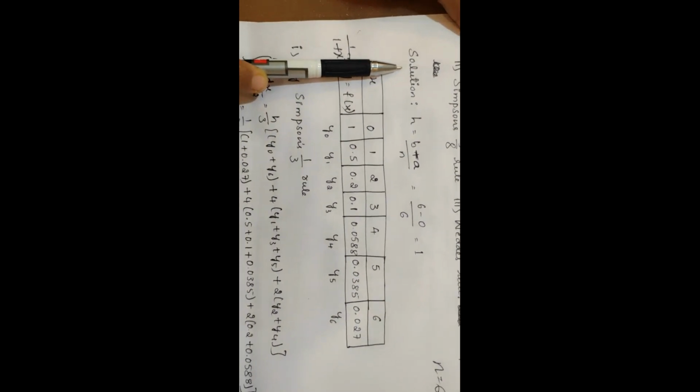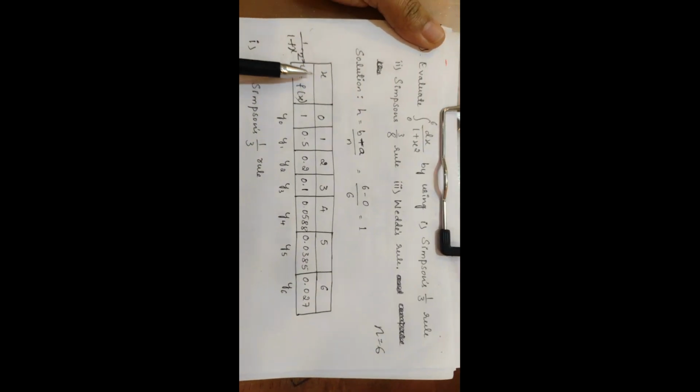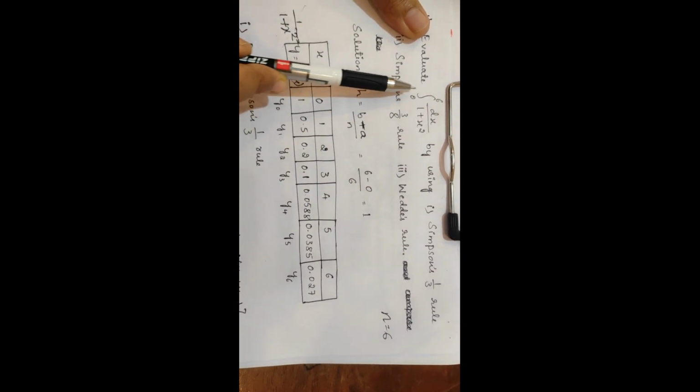Actually the x and y values are not given; we have to construct them from the given data. First we need to take the x values, so we need h. h is equal to upper limit minus lower limit divided by n. The upper limit 6 minus 0, divided by n which is 6, so you get 1. h is 1, the width is 1.